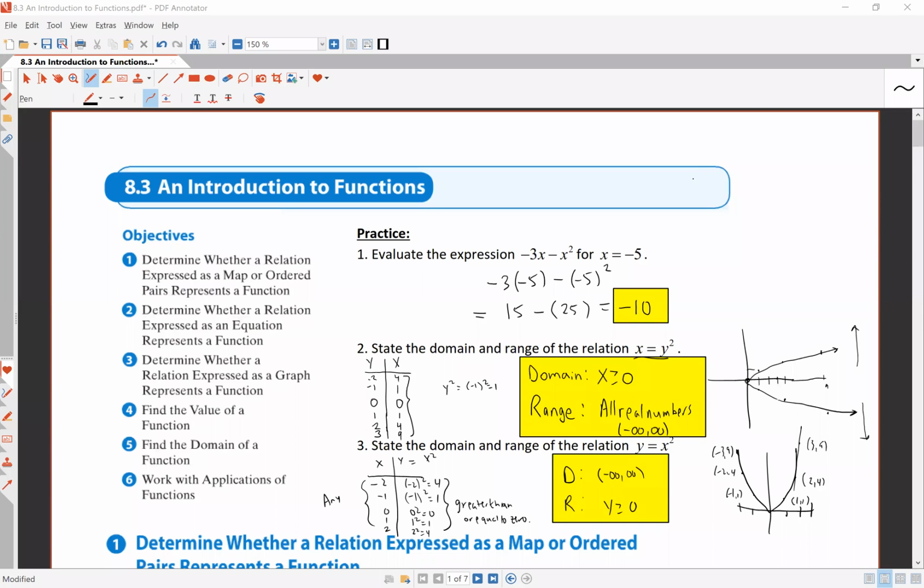This video covers section 8.3, an introduction to functions. Objective 3: determine whether a relation expressed as a graph represents a function.